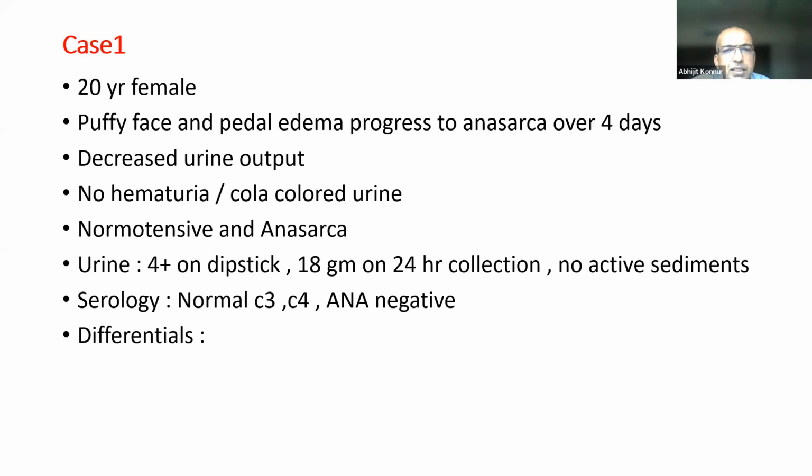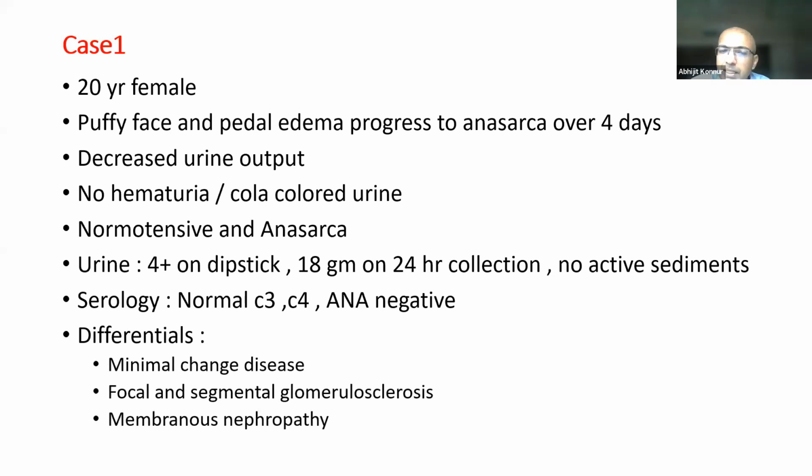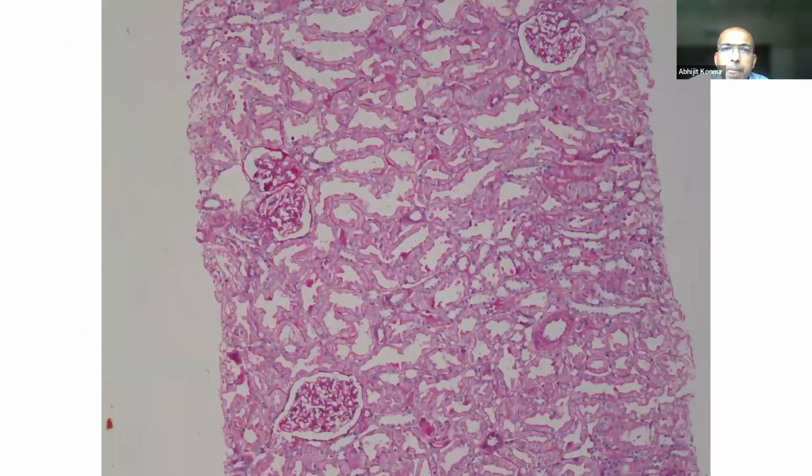So differentials, we can put minimal change disease, focal and segmental glomerulosclerosis, and membranous nephropathy being the usual ones. Now let's go and see what we see. So this is the scanner view, H&E of her biopsy. And one can see that the tubules are back to back, and focusing on the glomerulus, well, nothing looks abnormal from this. There's not too many cells there. The capillaries look patent.